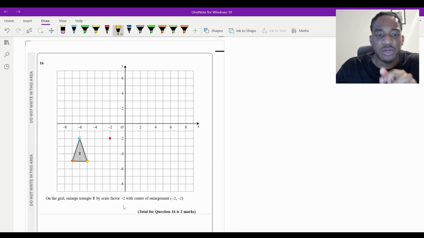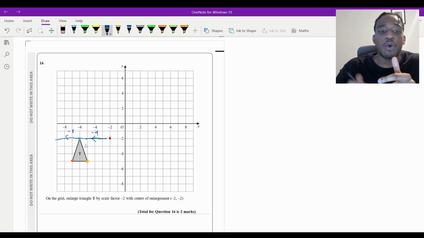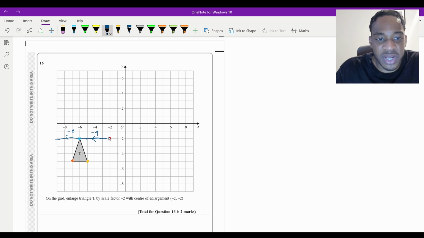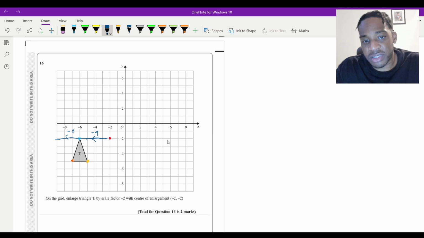Firstly, we've got a scale factor of -2. Now, let's just ignore the minus for a moment. If I wanted to enlarge this by a scale factor of +2, I'm at my center of enlargement, and how do I get to this point in blue? I have to go 4 units to the left, don't I? -2 to -6 is -4. And if I enlarge it by a scale factor of 2, I would have to go twice as far away. So I'd have to go 8 units to the left. That's what would happen if it was a +2. However, the negative just tells you to go in the opposite direction. So I would have to go, in this case, 8 units to the right, and so on and so forth.